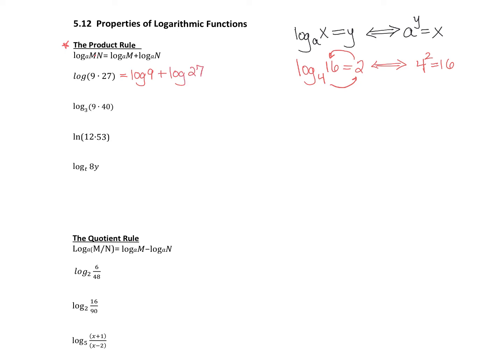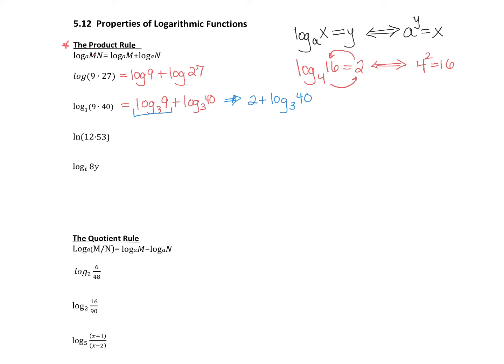For the next example, we can do the same thing, only this time we have base 3. So log base 3 of 9 plus log base 3 of 40. Now, in this particular case, we can simplify this because we know the power we have to raise 3 to get 9 is 2. So 2 plus log base 3 of 40.